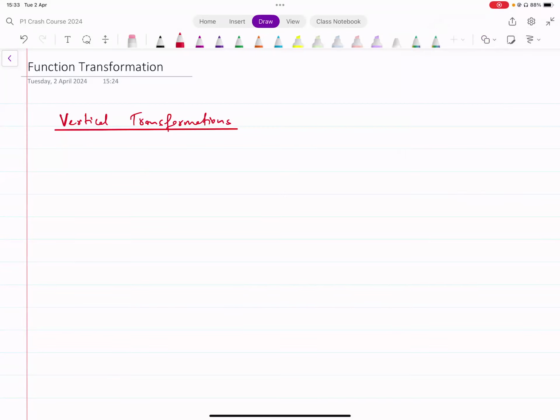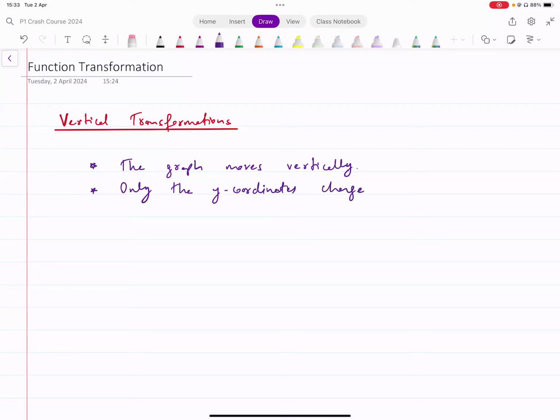Now in vertical transformations, what happens is the graph moves vertically. It moves up or down, right? The graph moves vertically. When the graph moves vertically, what that means is only the y coordinates are going to change. The x coordinates remain the same because the movement is vertical. The points on the graph, only their y coordinates are going to change. Only the y coordinates change. The x coordinates do not change. All right.